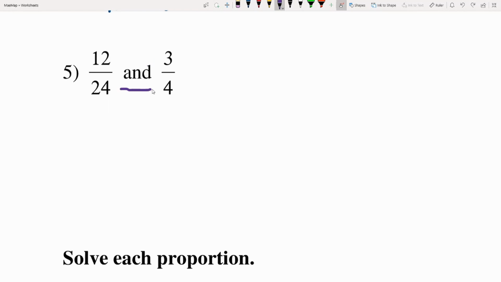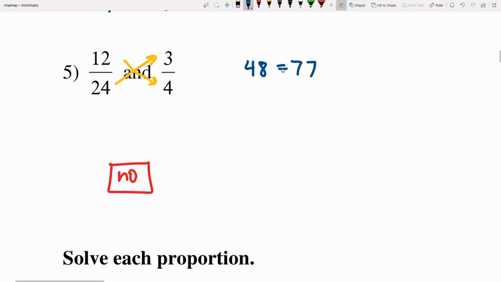Looking at number 5, going from 12 to 3, I need to divide by 4. And going from 24 to 4, if I divided 24 by 4, I would not get 4. So I know that no, these are not equivalent. But let's do that cross multiplication. 12 times 4, that's going to give me 48. And 3 times 24, what will that give me? That will give me 72. 48 does not equal 72, therefore our answer in number 5 is no.